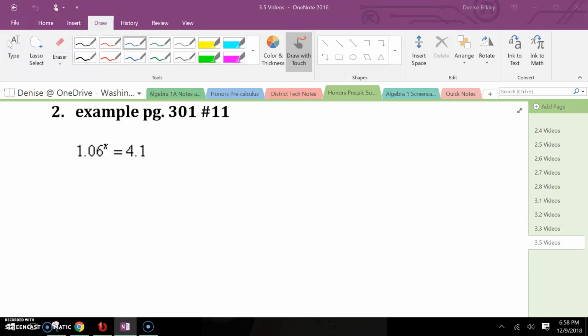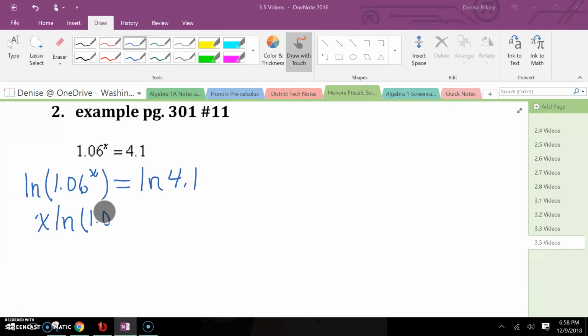The first thing we're going to do is take the natural log of both sides. So I'm going to take ln of 1.06 to the x power, which is going to equal ln of 4.1. Now ln of 4.1 is just a number. Now I'm going to use my power property of exponents to get the x out of the exponent. So I'll have x times ln of 1.06 equals ln of 4.1.